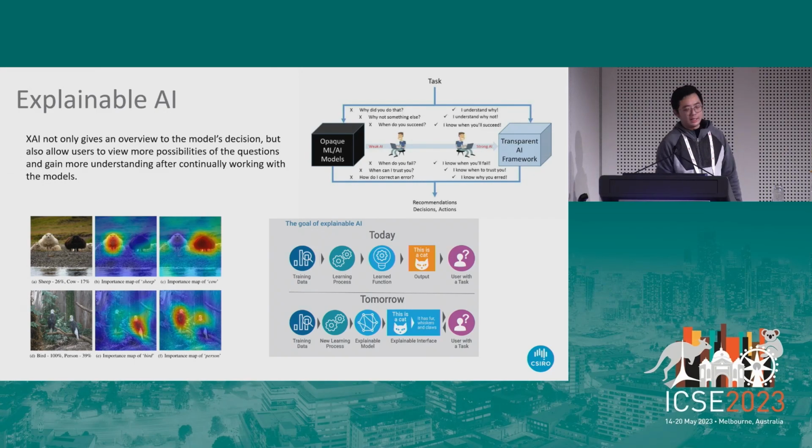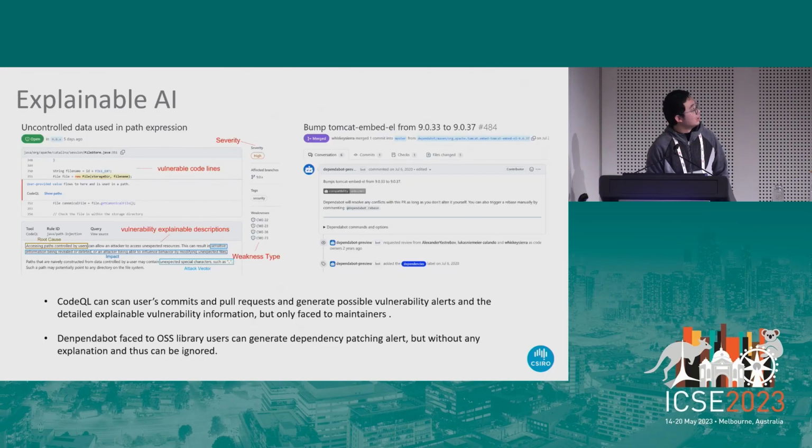Explainable AI has become popular right now, as it not only gives an overview of the model's decision, but also allows users to view more possibilities of the questions and gain more understanding after working with it. It has been used in many domains, and noticing its importance, GitHub also uses it. It has an app named CodeQL. It uses rules and machine learning to detect vulnerabilities, and as shown on the left, it gives you the severity, the vulnerable code lines, and the explainable information.